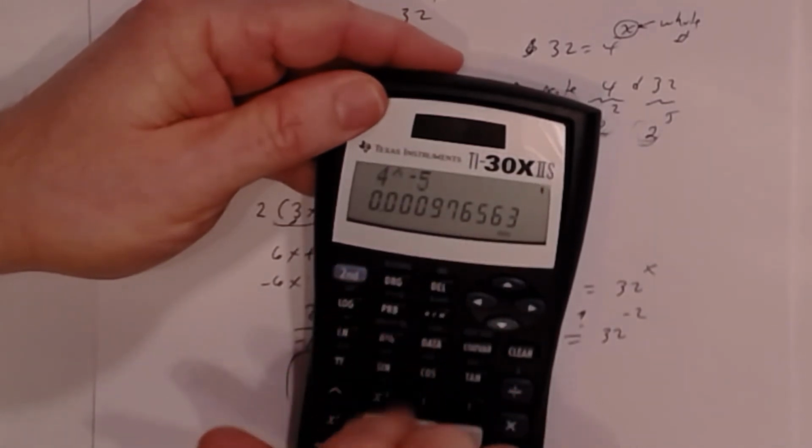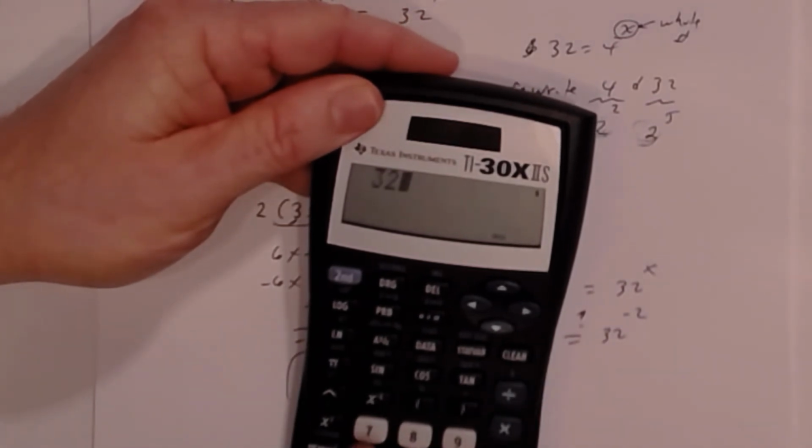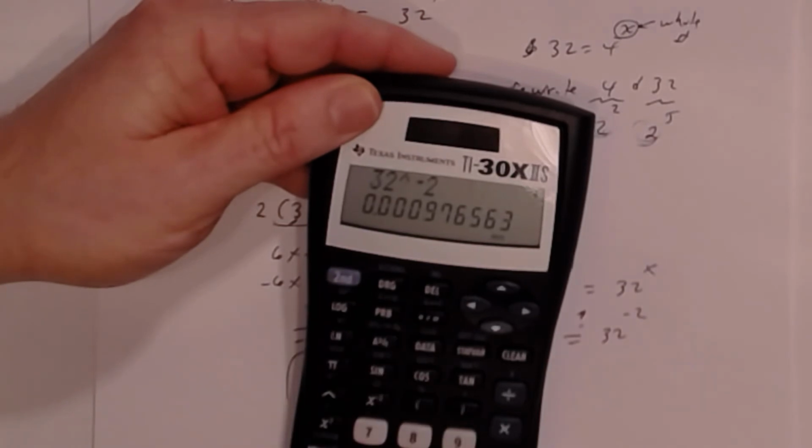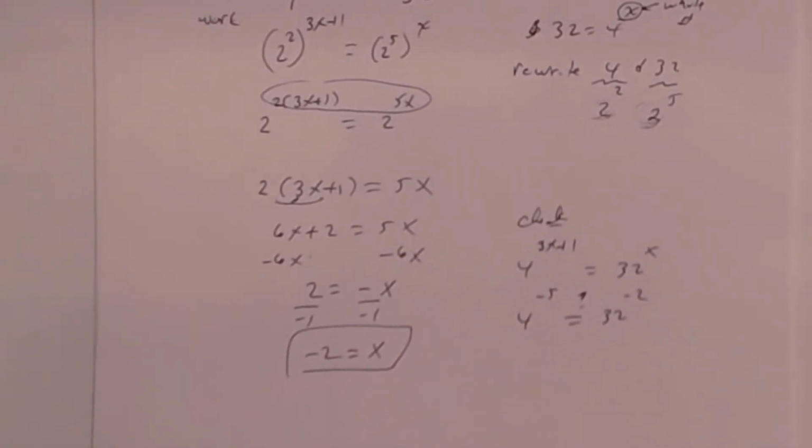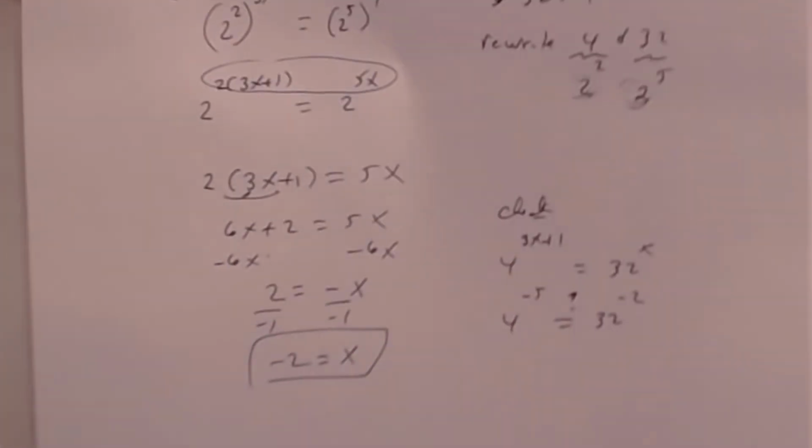0.00097. So just keep that in your mind. 32 to the negative 2nd, same thing. So those are equal. All right. So your solution is x equals negative 2. All right, let's do a couple more. We still have about 5 minutes, so let's do a couple more.